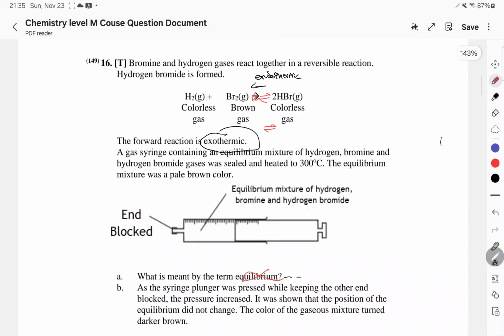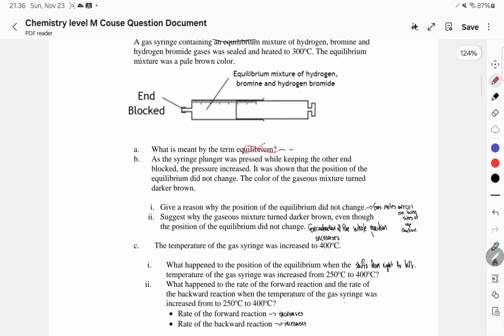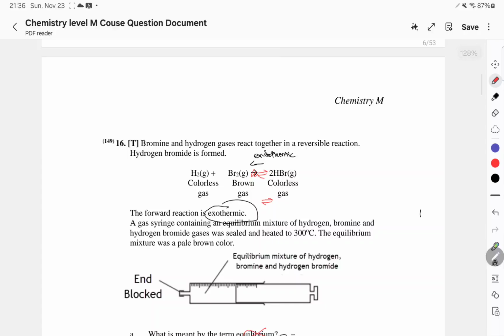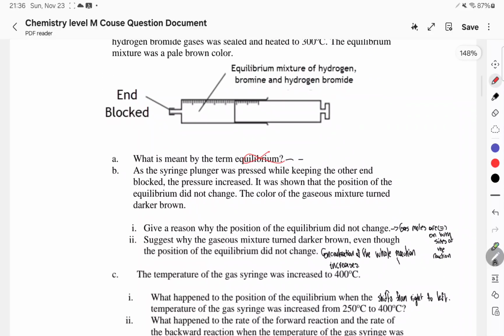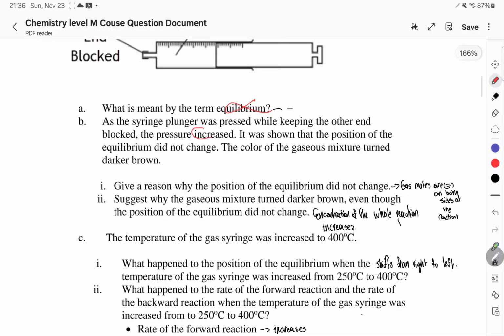Now they said there's a gas syringe containing an equilibrium mixture of hydrogen, bromine, and hydrogen bromide gases that was sealed and heated to 300 degrees Celsius. Okay, so in this case, we know that the backward reaction is endo, the forward reaction is exo. So now we'll move to part B. Over here they said that the pressure increases when they press the syringe. And they state here that the color of the gaseous mixture turns darker brown. We'll get to that later.